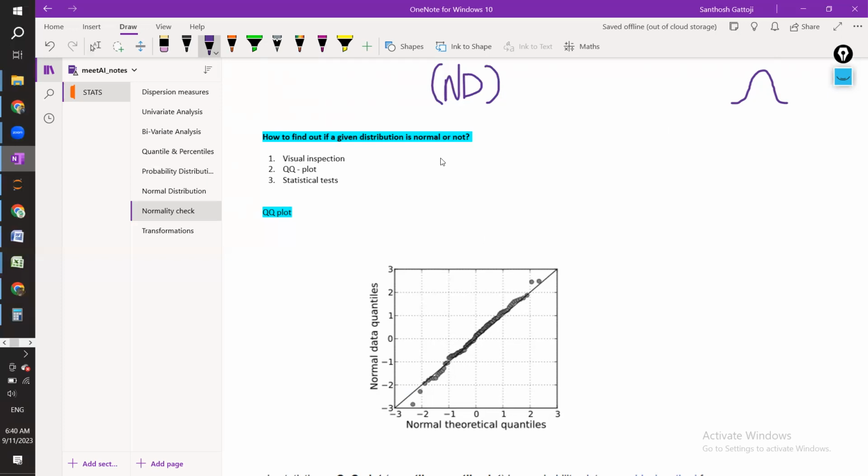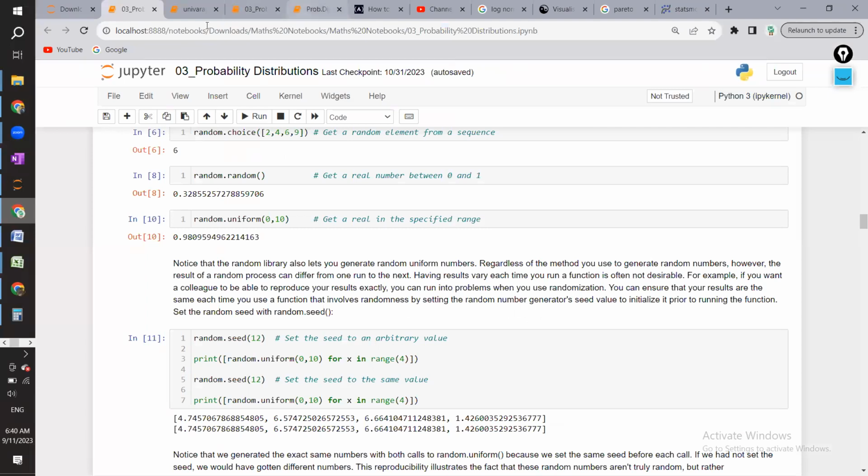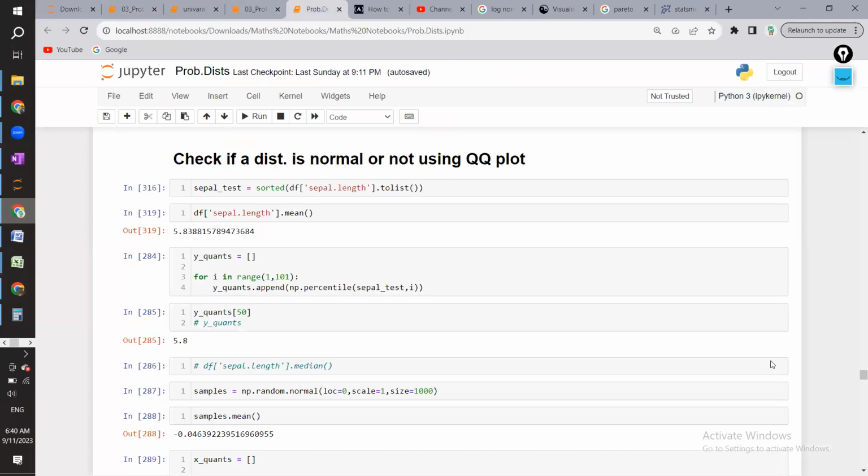So there are three ways by which you can detect or decide if a given distribution is normal or not. One is visual inspection, one is QQ plot, one is statistical test. Visual inspection means that just by visualizing the data set, you can have some understanding. I think we have already seen this.